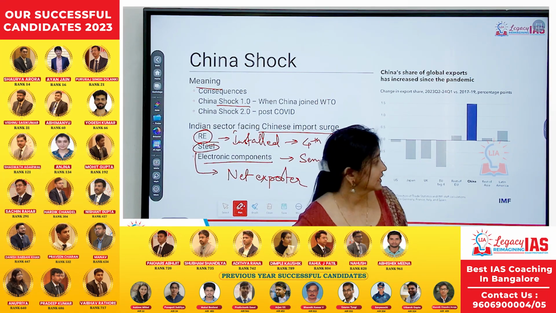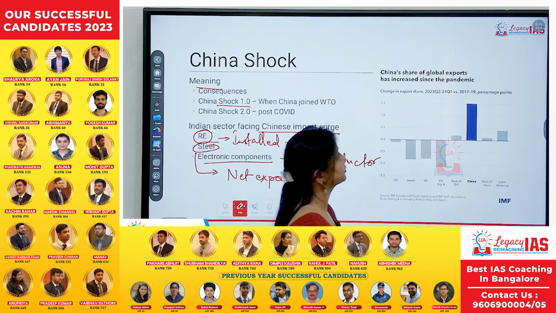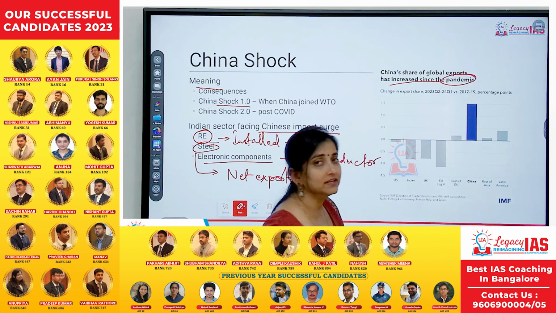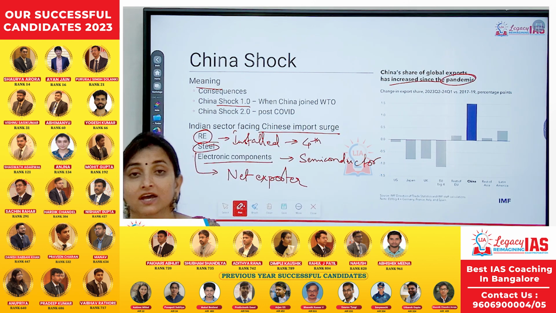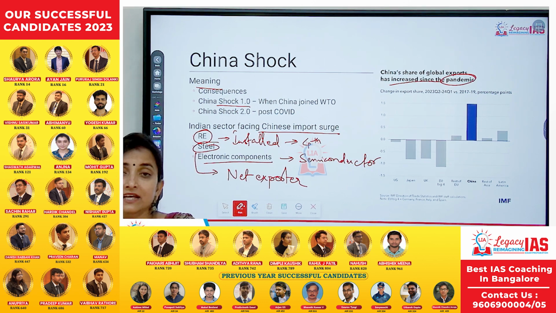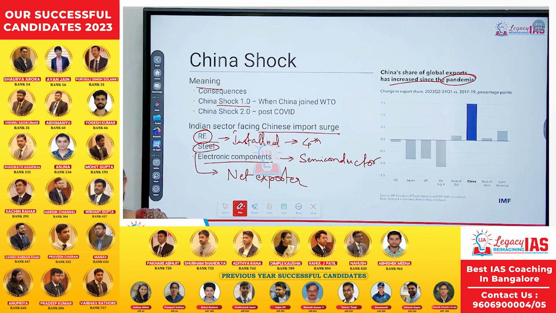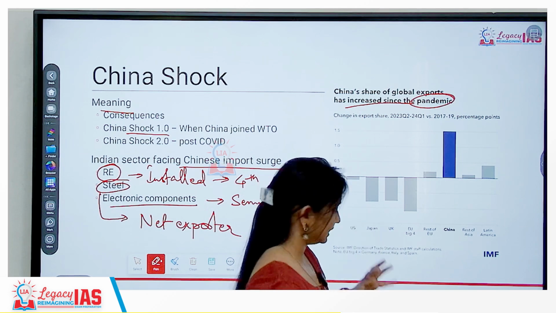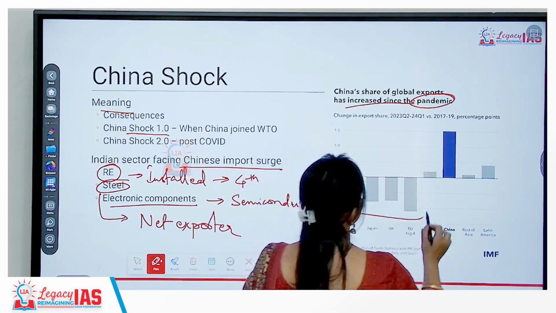Okay? Here is the graph which is depicting China's share of global exports, which has increased post pandemic. After the COVID-19, that's why we said that we are living into the age of China shock 2.0, in which you can suddenly see in all the countries of the world that Chinese goods are more dominating the market. Okay? You see the country's share in the global exports, which has reduced for majority of the countries.